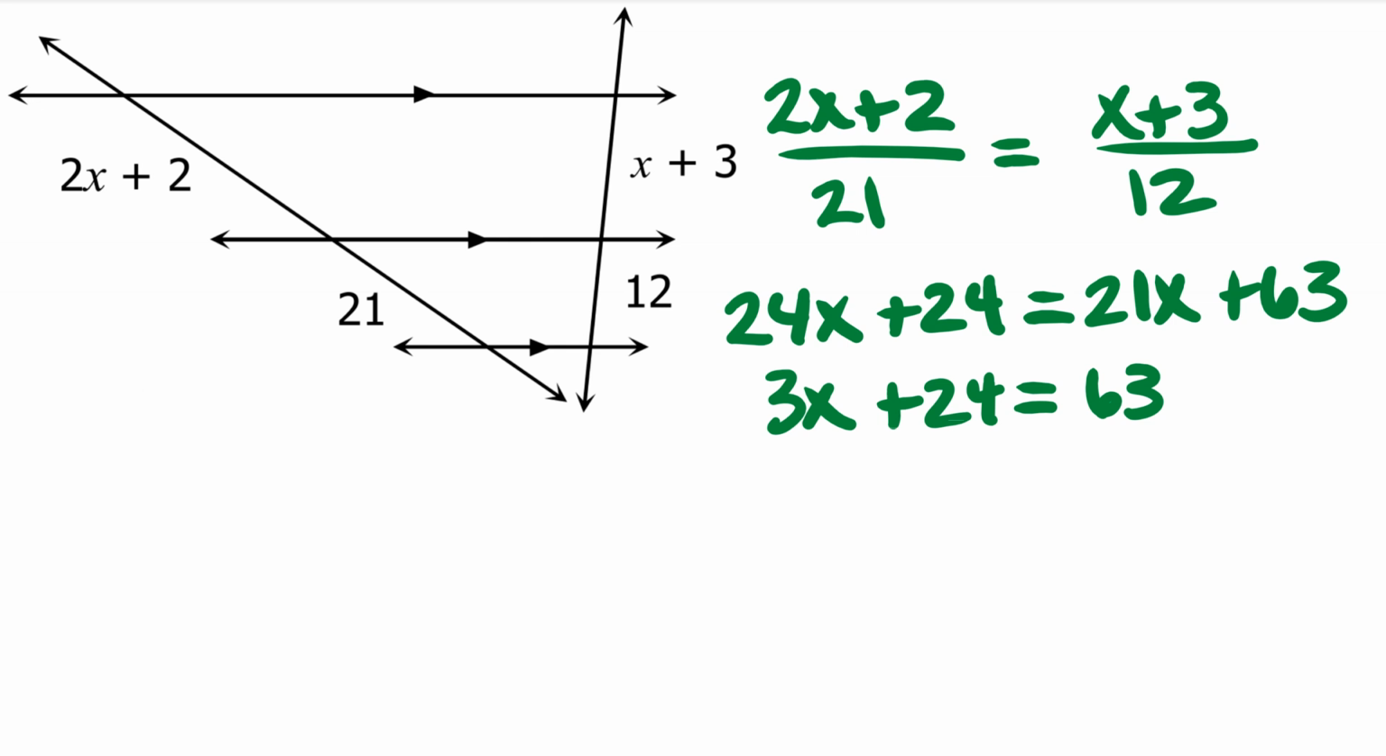I'm going to subtract 24 from 63. So 3x will give me 39. When I divide 39 by 3, x will equal 13.